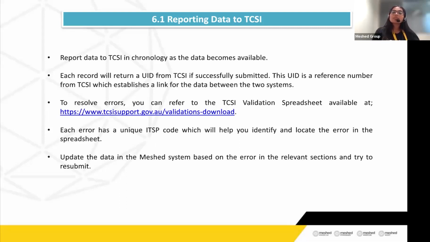So for example, if the error is in the unit enrollment packet for the student, you know that some of the unit enrollment information needs to be updated. To do that, you can go to the student results page and update the relevant information. Once you have made the updates, you can go back to the reporting page and try to resubmit the data.